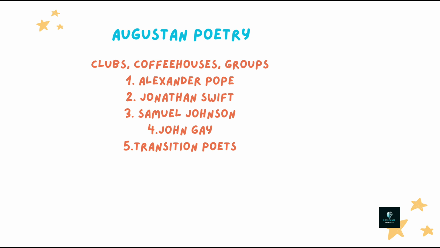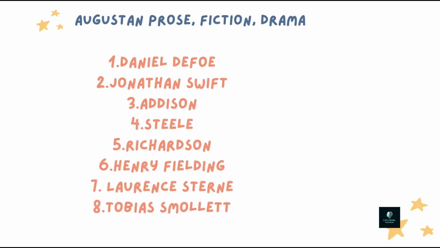In Augustan poetry, you know that clubs, coffee houses, and groups are really famous: the Kit-Kat Club, Scriblerus Club, Blue Stockings, then the Samuel Richardson circle and Johnson circle. These are all important. Try to understand the members of these groups. You will get questions based on that. It can be match the following or other kinds of questions based on the clubs, coffee houses, and groups.